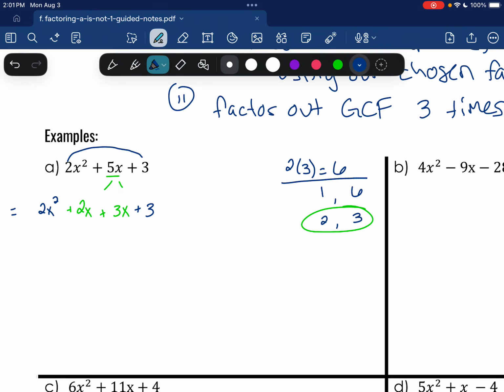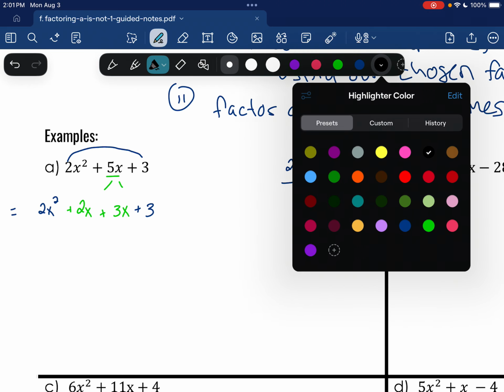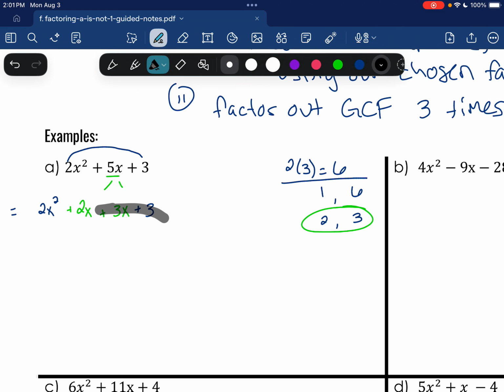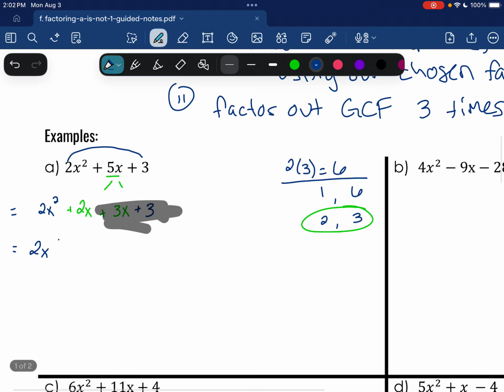Maybe I take my highlighter, turn it black, cover that up for a second, right? Pretend it's not there. And I'm going to think about what is the greatest common factor of 2x squared and 2x. Well, it's going to be 2x. It's the biggest thing that I can pull out of both of those. And what's left over is x plus 1. Make sure you have that plus 1 there as a placeholder. If you were to check your work, distribute 2x back in, we should still have 2 terms.